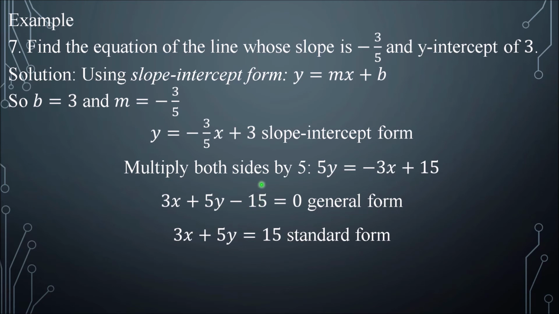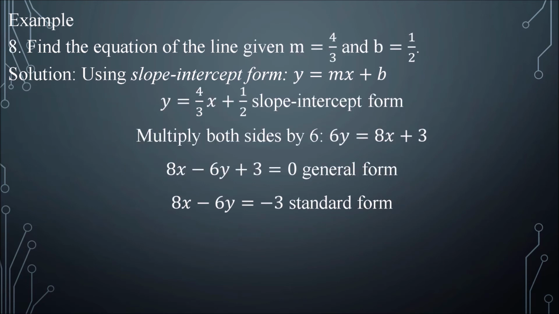Now we transfer negative 15 back to the right side. So it will become 3x plus 5y equals 15 as the standard form. Number 8, find the equation of the line given m is equal to 4/3 and b is equal to 1/2.